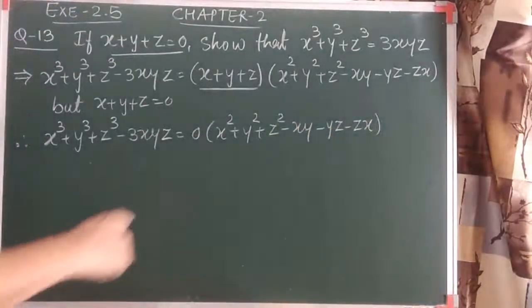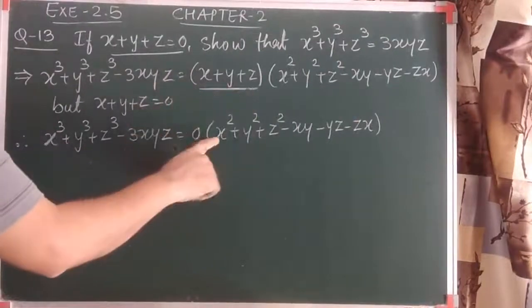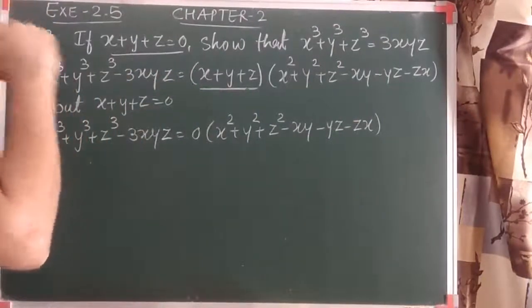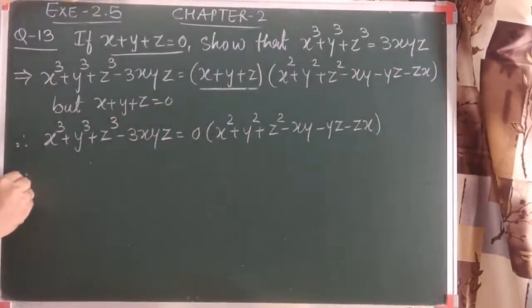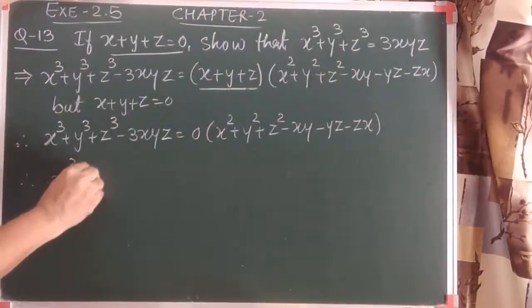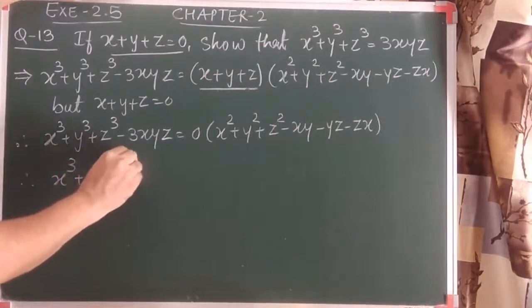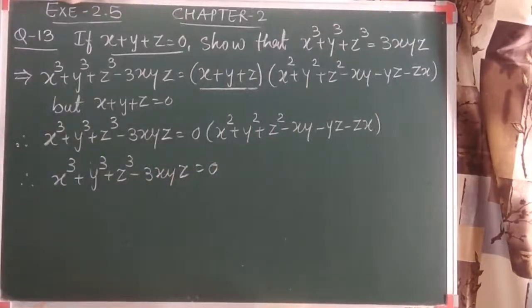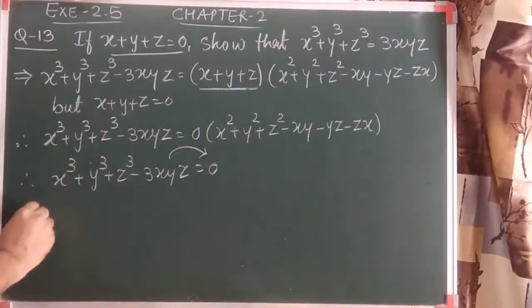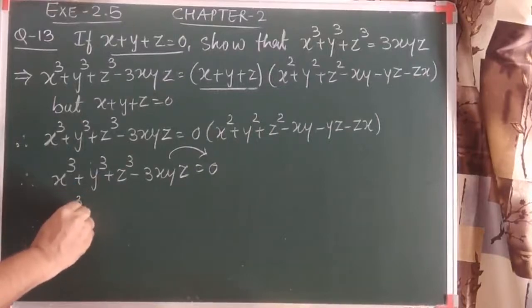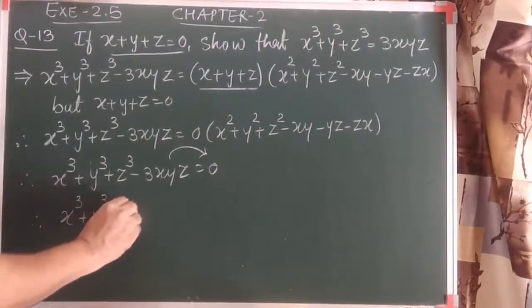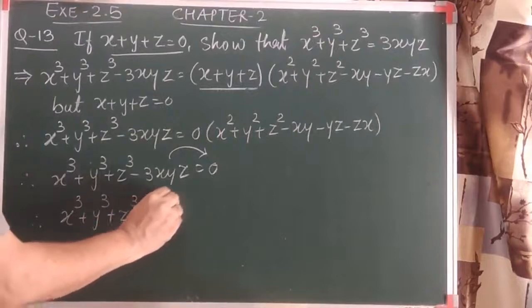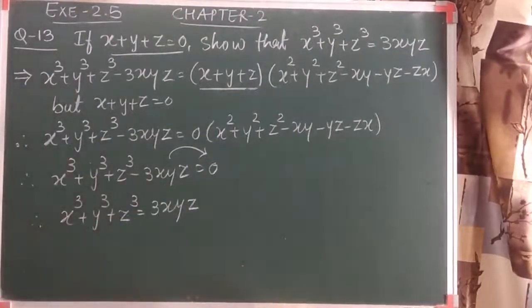So in this step, I have substituted 0 only for this value, which is given in the question. Now we know 0 multiplied by any number is 0. So x cube plus y cube plus z cube minus 3xyz is equal to 0. I take this negative term to the right hand side. Look at what we have to prove. We obtain it: x cube plus y cube plus z cube is equal to 3xyz. Hence, we come to the conclusion. So this is again one of the formulas which we'll discuss in the next question.